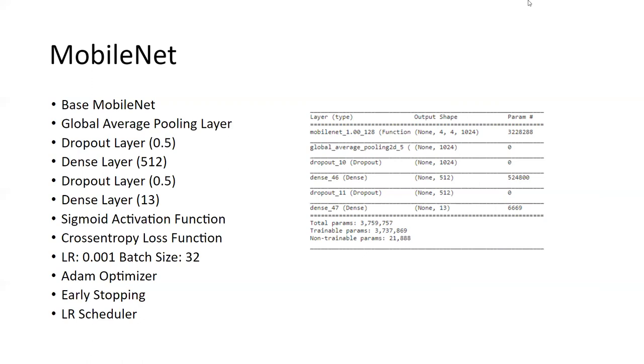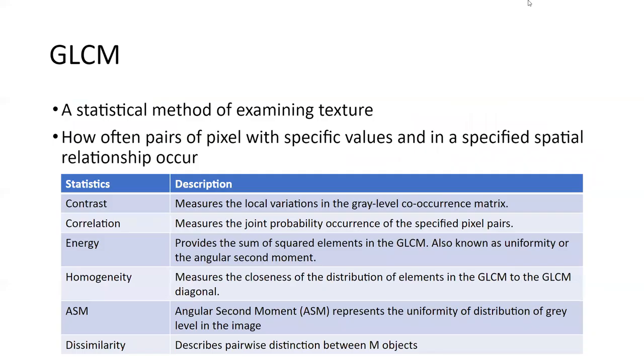I apply a sigmoid activation function, and I use the cross entropy loss function. The learning rate was 0.001, and the batch size is equal to 32. I use an optimizer, early stopping, and a learning rate scheduler.